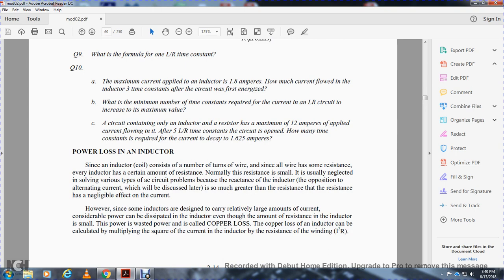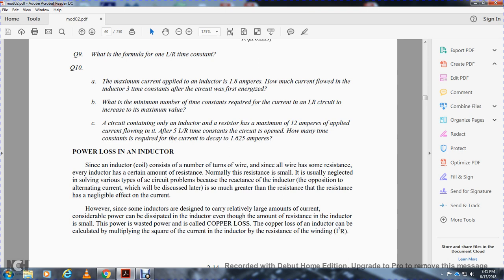All right, power loss in an inductor. Since the inductor coil consists of a number of turns of wire, and all wires have some resistance, every inductor has a certain amount of resistance. Normally the resistance is small and usually neglected when solving various types of AC circuit problems, because the inductor's opposition to alternating current, which will be discussed later, is much greater than the resistance, which has a negligible effect on the current.